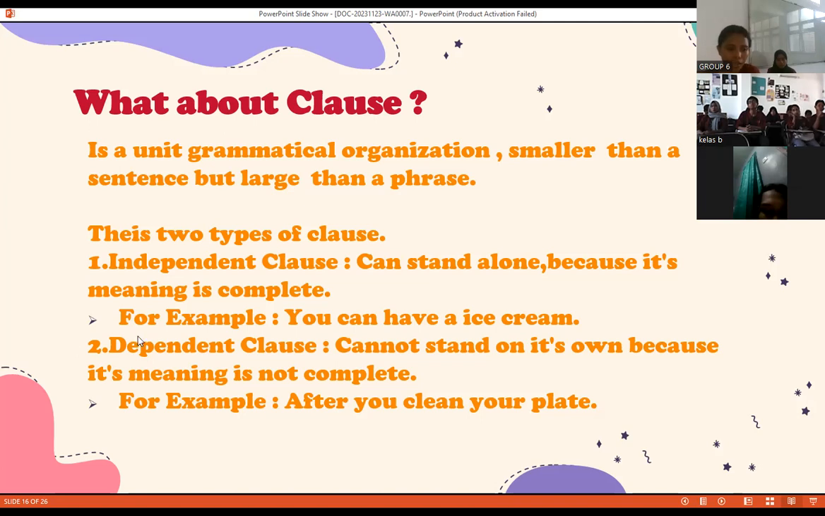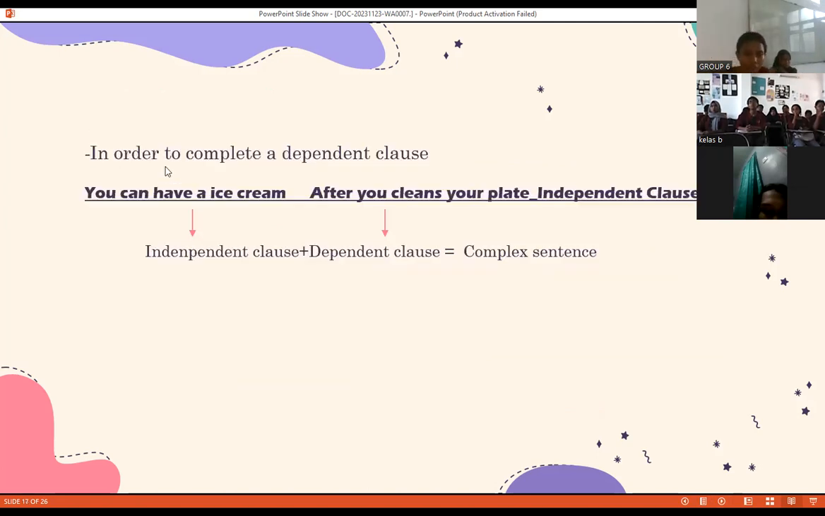For example, independent clause: you can have ice cream, and dependent clause: after you clean your plate. In order to complete a dependent clause, you can have ice cream after you clean your plate, which is an independent clause.